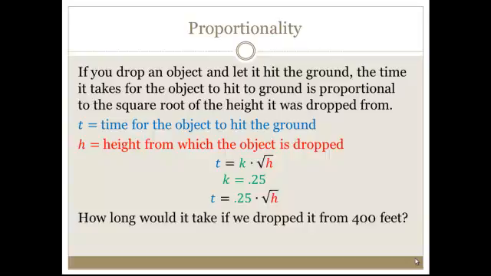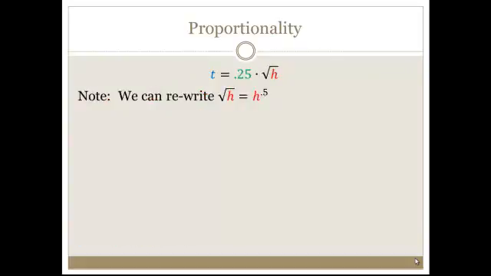How long would it take if we dropped it from 400 feet? Then t equals 0.25 times the square root of 400, which is 5. So it would take 5 seconds for an object to hit the ground if it was dropped from a height of 400 feet. Remember that we can rewrite the square root of h as h to the 0.5. So we can rewrite our formula as t equals 0.25 times h to the 0.5.